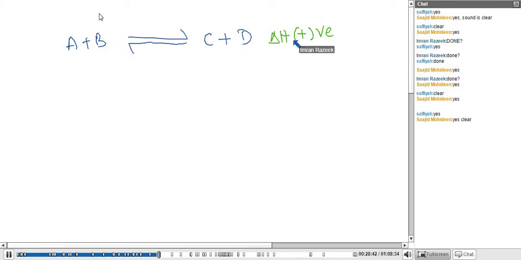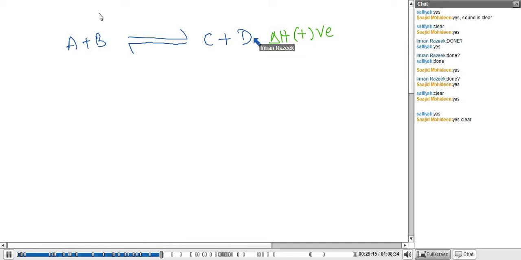Now when I say this reaction is endothermic, we discussed a few weeks ago about energetics, on what exothermic and endothermic reactions are. If I say this is an endothermic reaction, what is understood is that the forward reaction is endothermic. If the forward reaction is endothermic, the backward reaction will be exothermic.